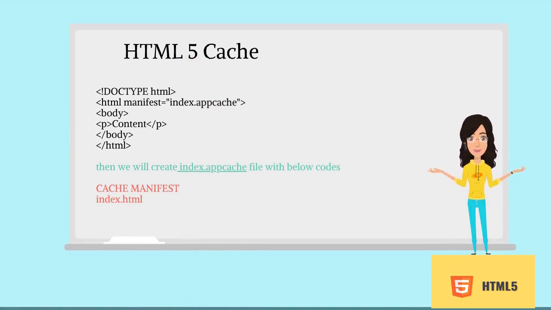So now the topic is HTML5 cache. A basic example of HTML5 cache. This is our index.html file you can see on the screen. Then we will create an index.appcache file with the below code. It's a CACHE MANIFEST, index.html. Write those files that you want to be cached. Load index.html, then go to offline mode and reload the tab. Note, the point to be noted here is that the two files must be in the same folder in this example.